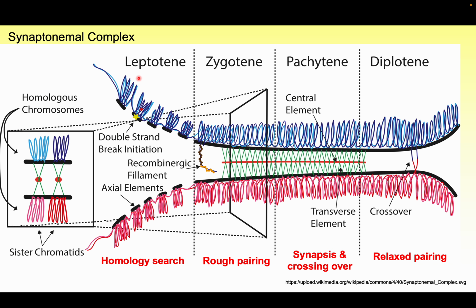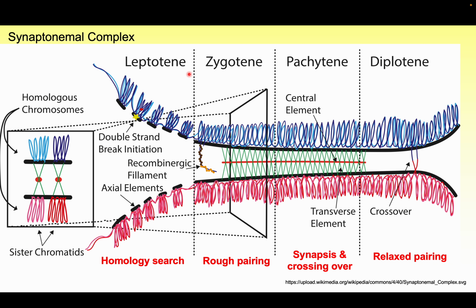Once this synaptonemal complex is developed, it will mediate and maintain synapsis along the full length of the homologous chromosomes, and the major function of the synaptonemal complex is the maturation of DNA double strand breaks that facilitate crossing over events.